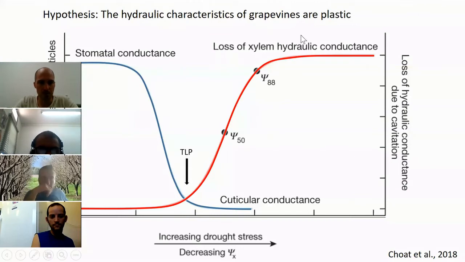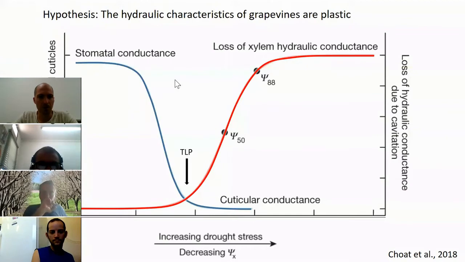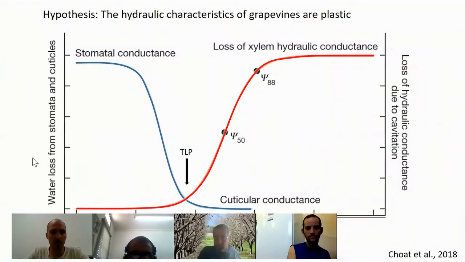And let me move this again. So what you can see here is that this is water loss from stomata and cuticle. So you can see that as the plant dehydrates, there's a reduction in stomatal conductance, until the point where we lose turgor, and cavitation starts only after we lose turgor. This is what I showed you earlier.